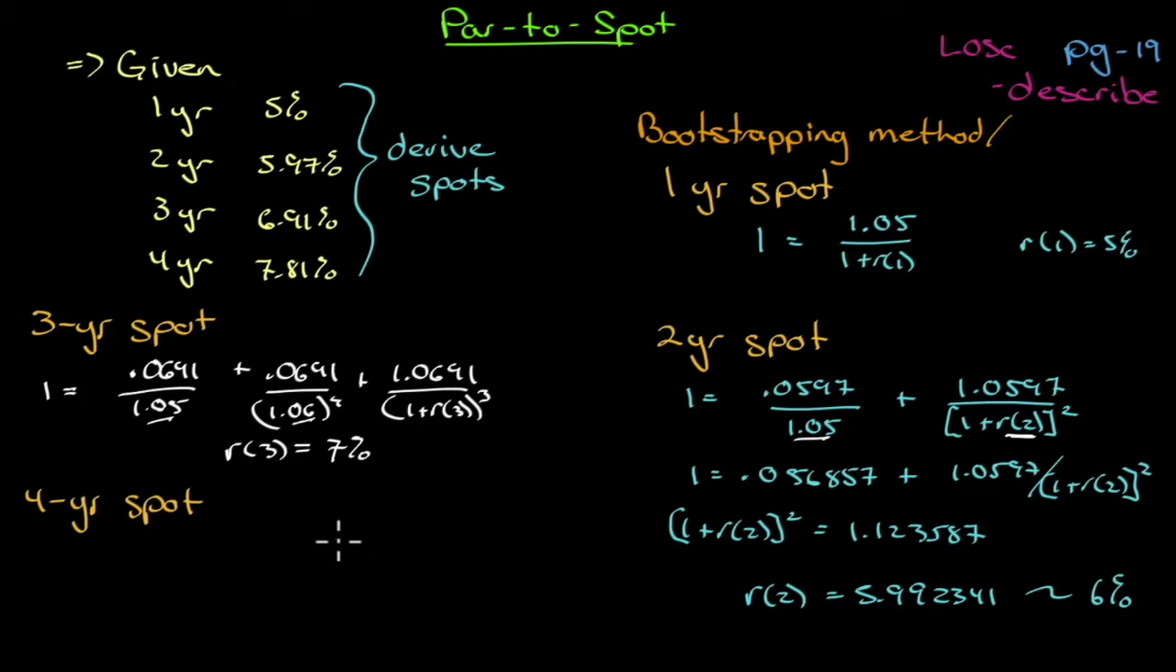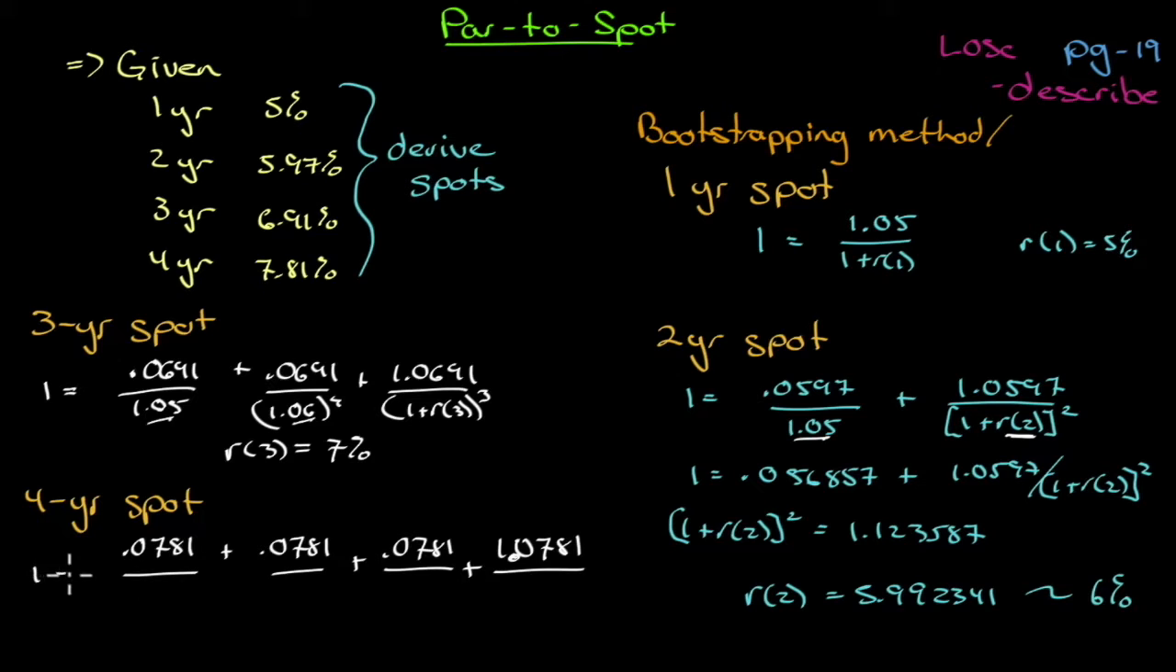So the 4 year spot rate, I think you can see where this is going. What is it? 7.81. So we have 0.0781 plus 0.0781 plus 0.0781 plus 1.0781. There's my 4 numerators. You'll notice that I do this a lot. I don't write out each one on the way. I tend to want to do all my numerators first, just so that my thinking is clear. And then, of course, I'm looking at just my denominators.